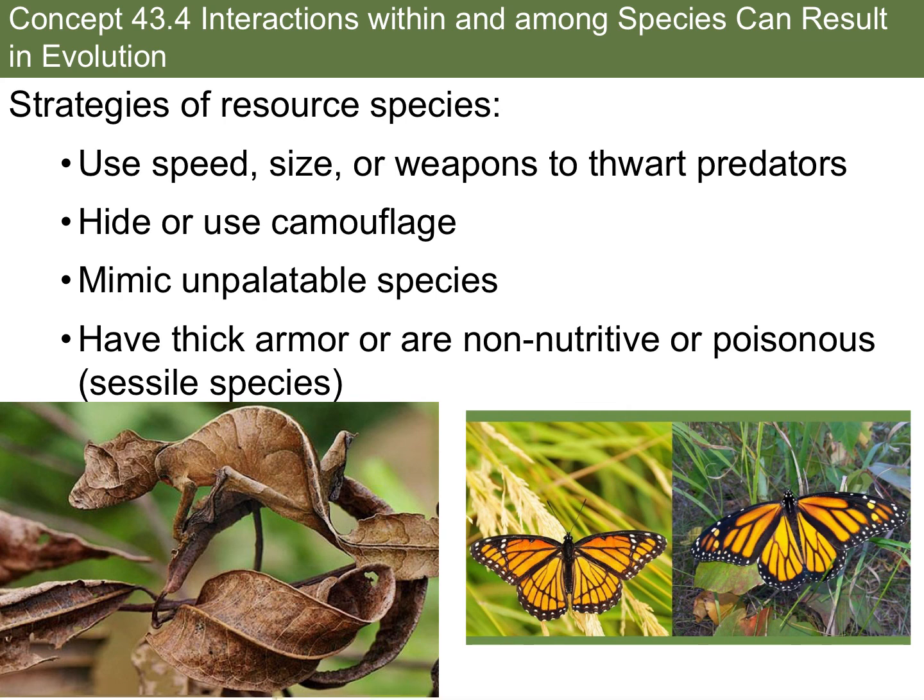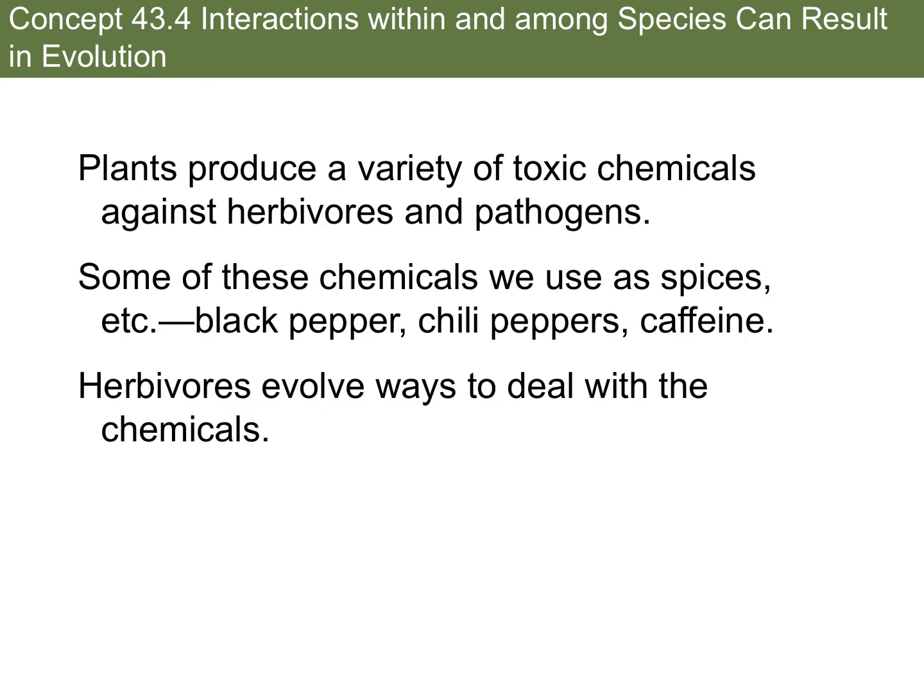And it's not just animals that have the ability to fight back. Plants produce a variety of toxic chemicals against herbivores and pathogens. Something like nicotine is actually very, very toxic and deadly, and is intended to keep animals from eating the leaves. Some plants will use other chemicals that we actually like the taste of, like spices, black pepper, chili peppers, caffeine. Herbivores will evolve different ways to deal with the chemicals as well. So sometimes they're immune. For example, birds do not feel the heat from peppers.